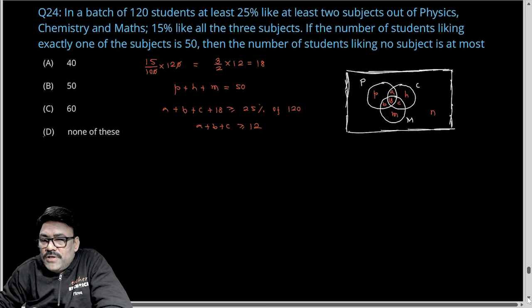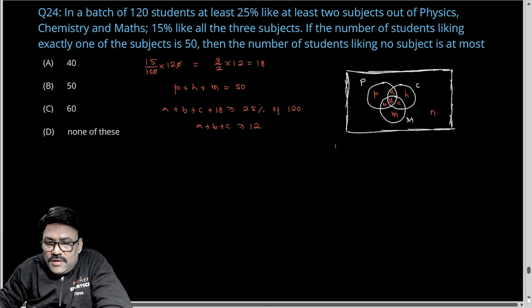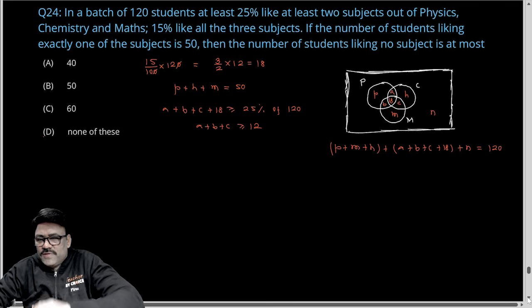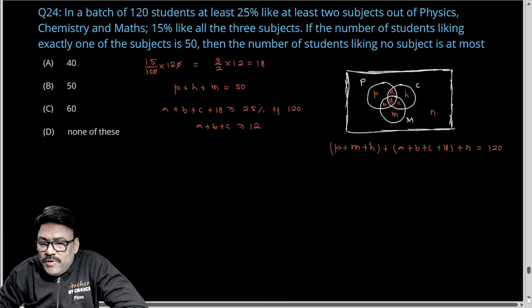Total is 120. Means if I add P plus M plus H, then A plus B plus C plus 18 plus N. So it is 120 total. Total number of students is 120. P plus M plus H, then A plus B plus C plus 18 plus N.